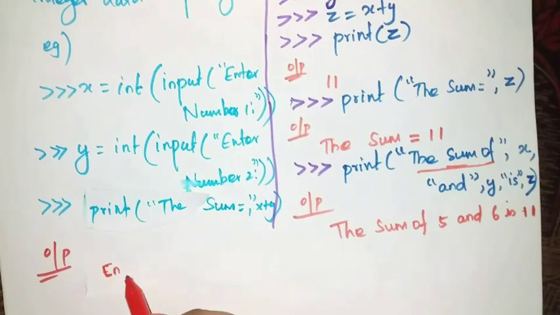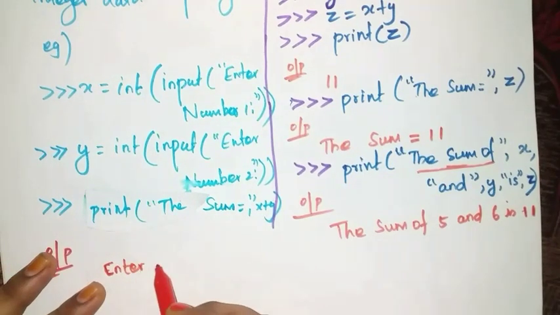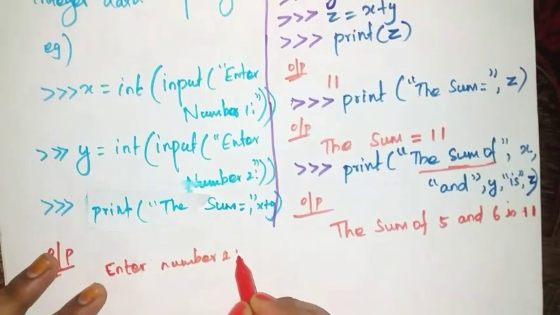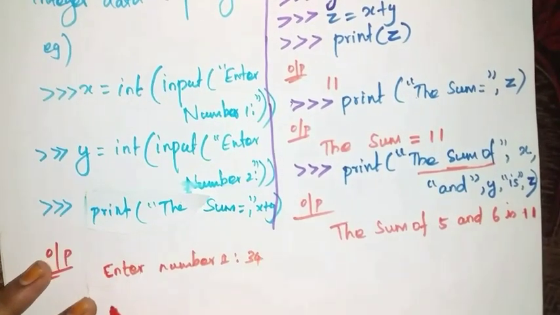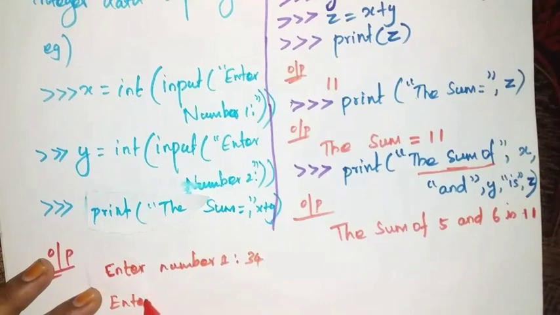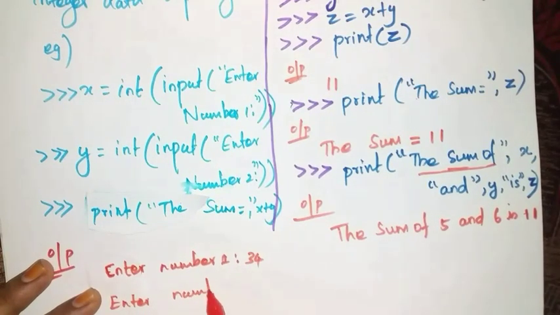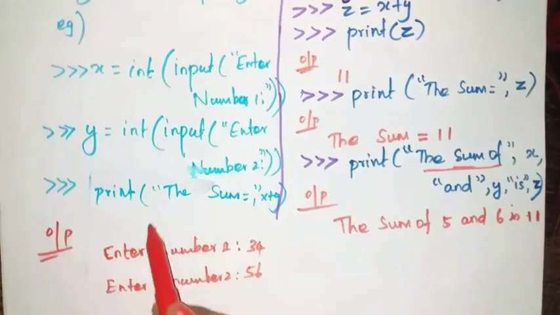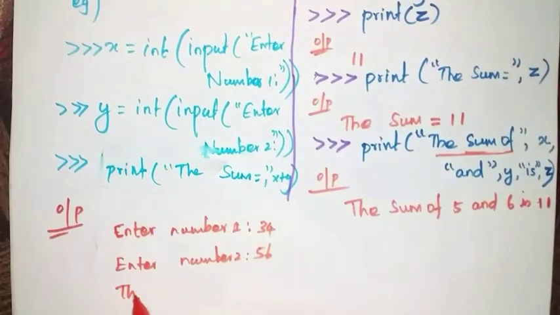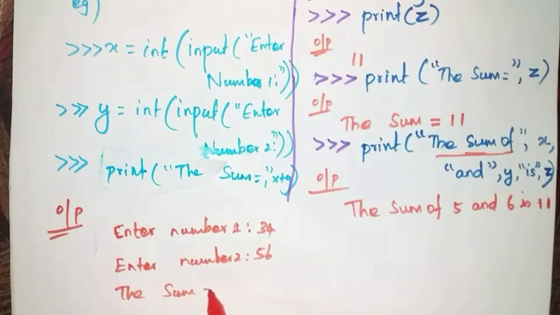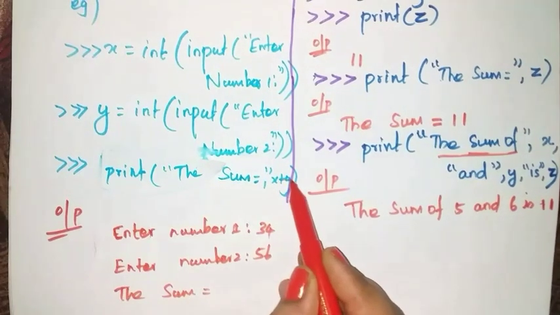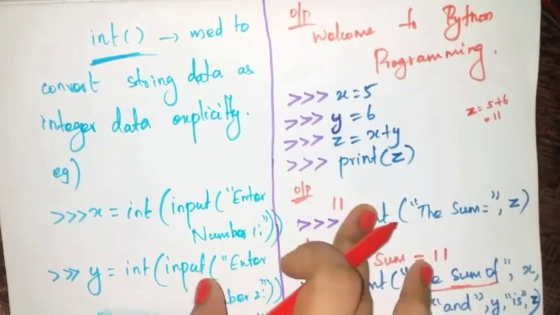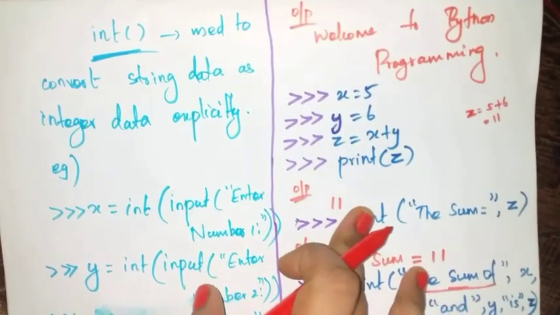You will get the output like this. Enter number 1: 34. Enter number 2: 56. So the sum equal to x plus y means 90. So this is about input and output functions in Python. Thank you.